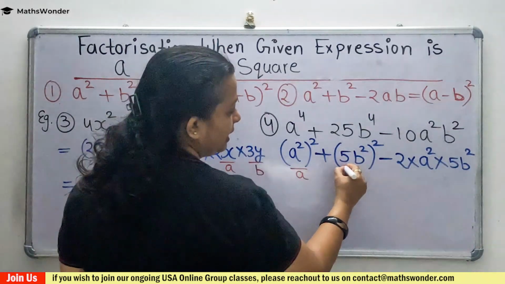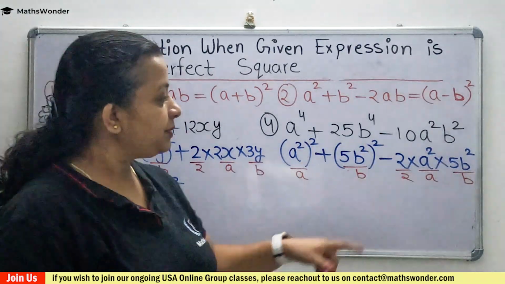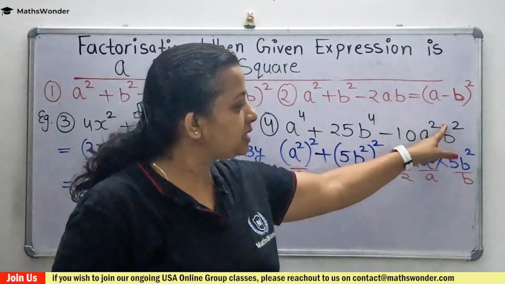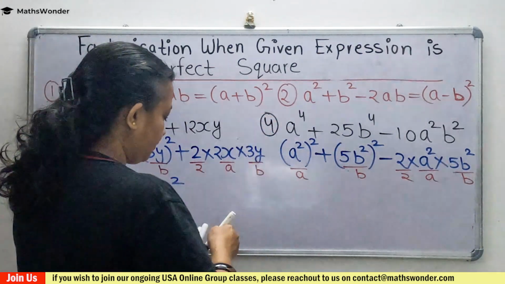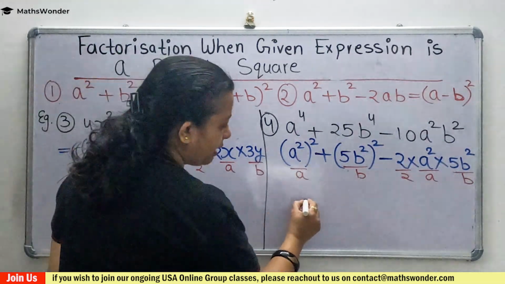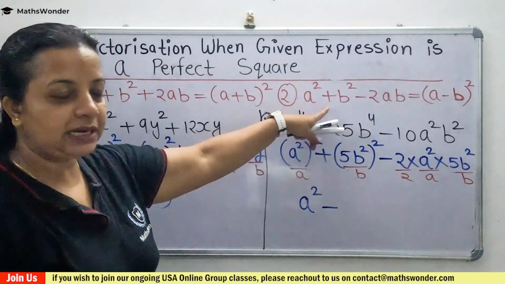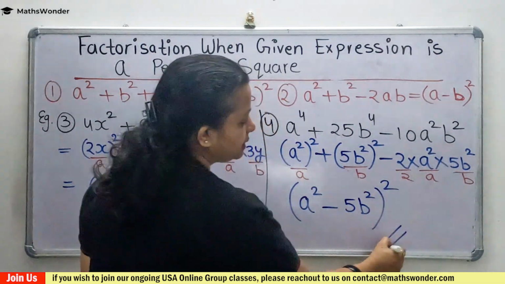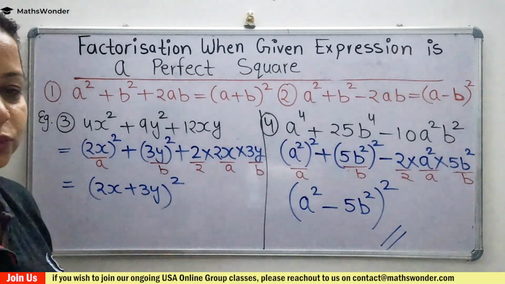See, this is your a, this is b, this is 2, this is a, this is b. When you multiply this, look at the board. 5 times 2 is 10, so 10 is here, a square, b square. Now we did it correctly. You can also verify your answer if you have any confusion. Now, what is your a here? a is a square, minus, because the minus sign is here, so your identity is this: a square minus 5b square raised to the power 2. This is your answer, right?